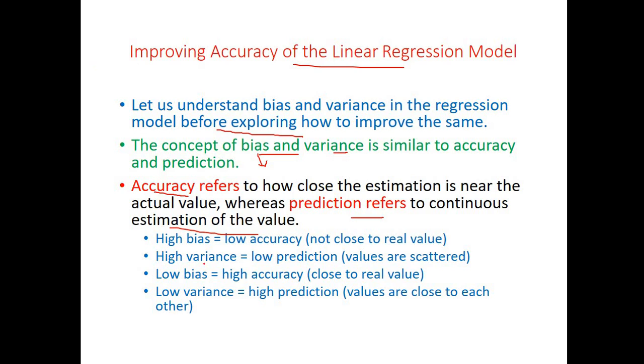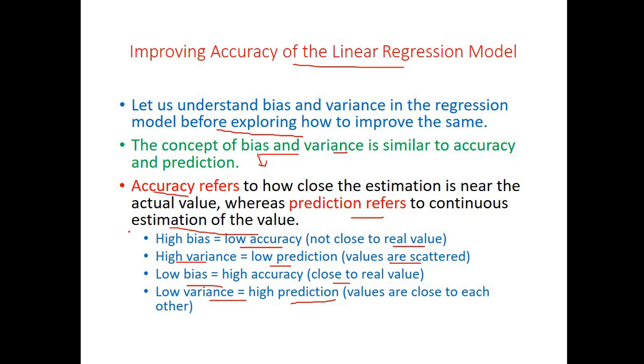What is meant by high bias, high variance, low bias, low variance? High bias means low accuracy. That means it is not close to the real value. High variance means low prediction. That means the values are not correctly predicted, they are scattered. Low bias means high accuracy. That means it is close to the real value. Low variance means correct prediction, high prediction. Values are close to each other. So that is the meaning of high bias and high variance, low bias and low variance.